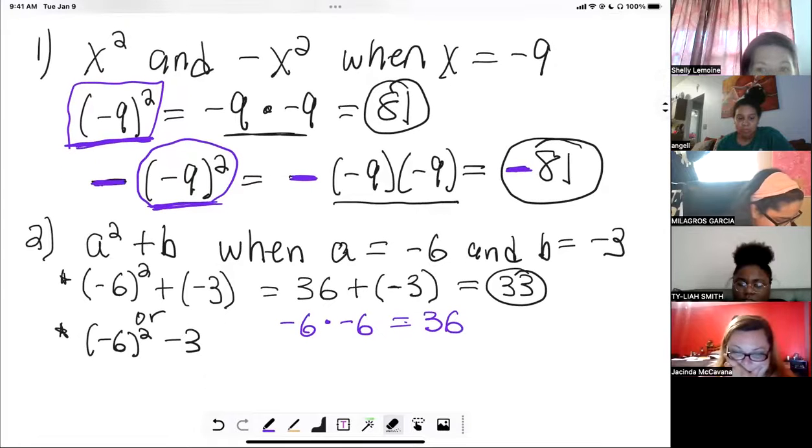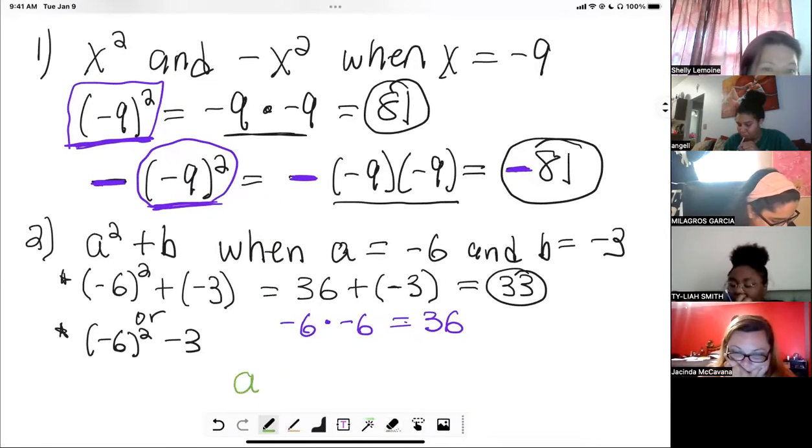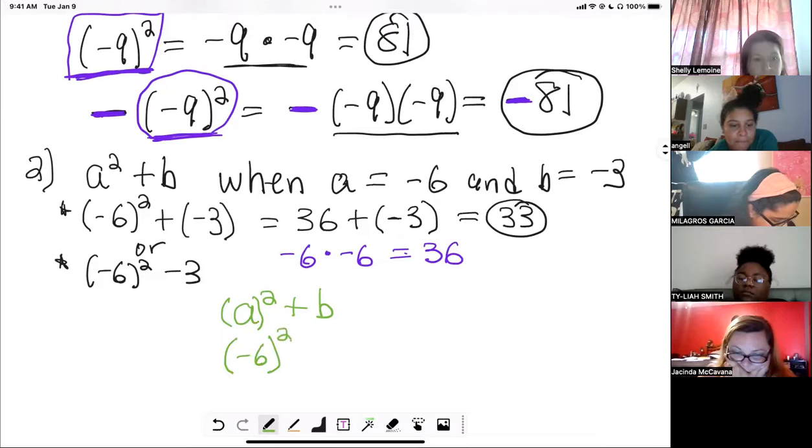You're only allowed to replace A. So I'm actually changing my color from that. Okay, so if I have A squared plus B, and A is -6, I'm only allowed to replace A. So you could put it in parentheses to help you see it. So A is -6. So this had to become -6 squared.